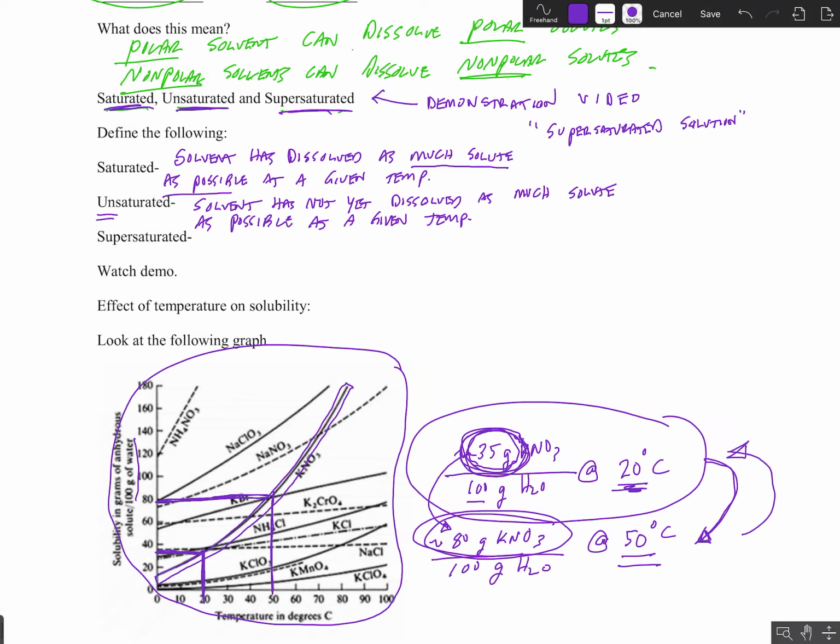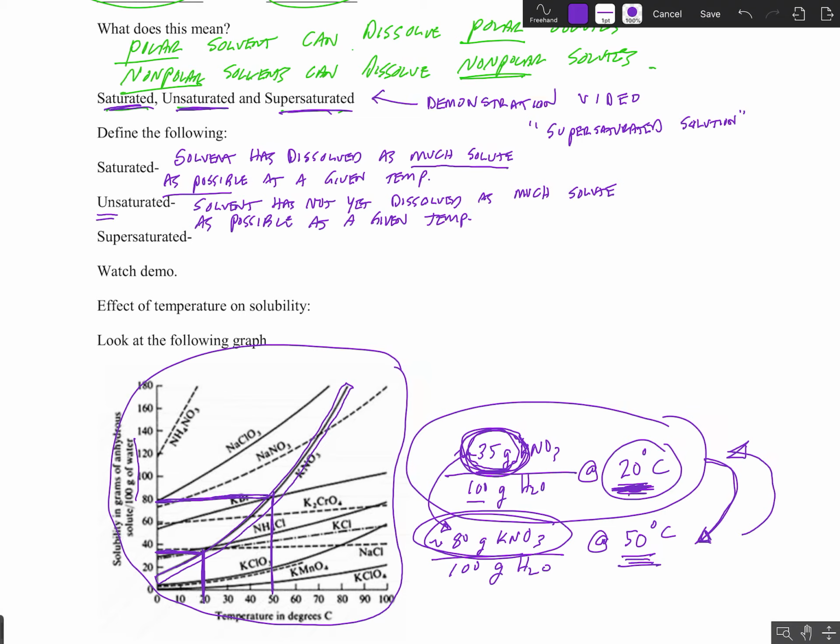It would crystallize out. And in this case, 80 grams I could dissolve at 50 degrees Celsius. If I cooled it down to 20 degrees Celsius, I could only dissolve 35 grams, so that's a difference of 45 grams that would crystallize out. It would not be able to stay dissolved. It would precipitate out. Got it? Because at 20 Celsius, I can only hold 35 grams of potassium nitrate in 100 grams of water.